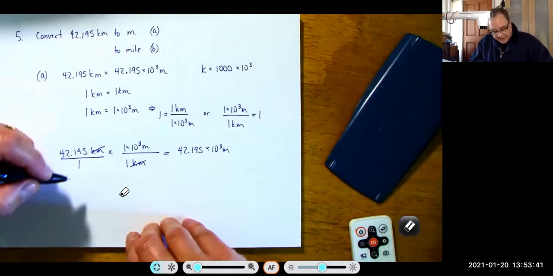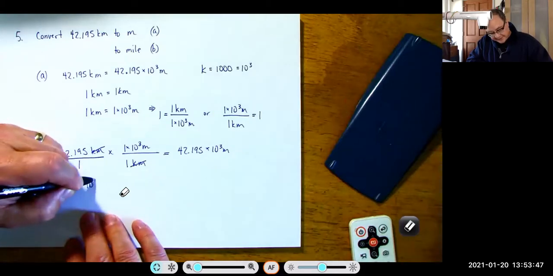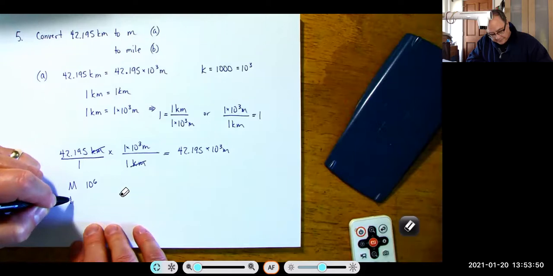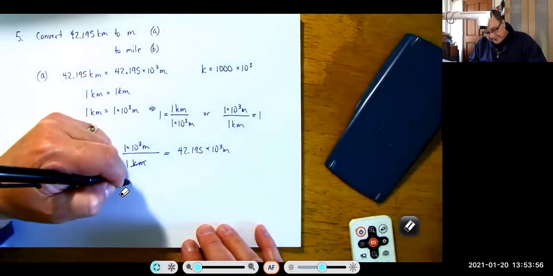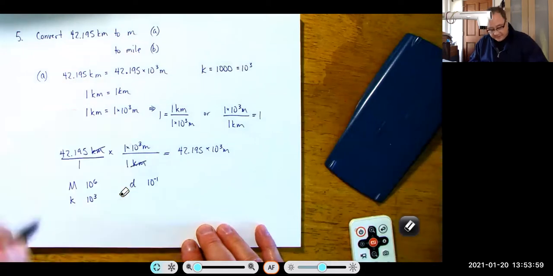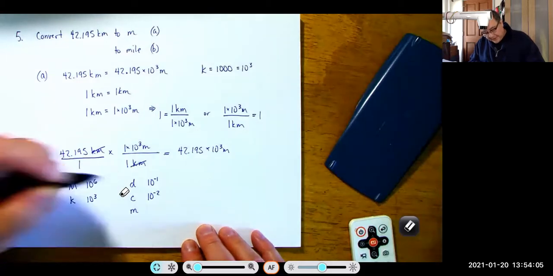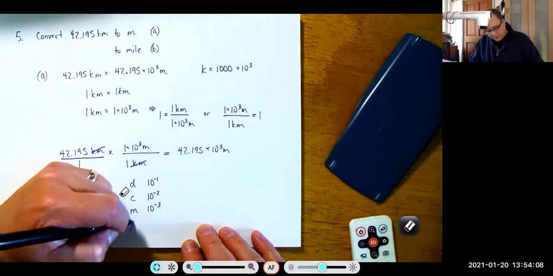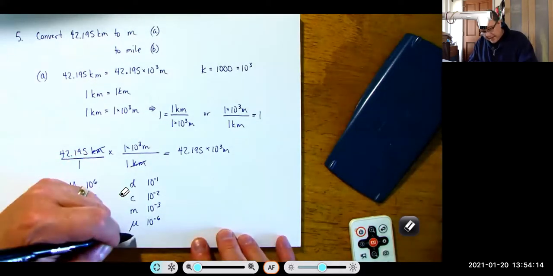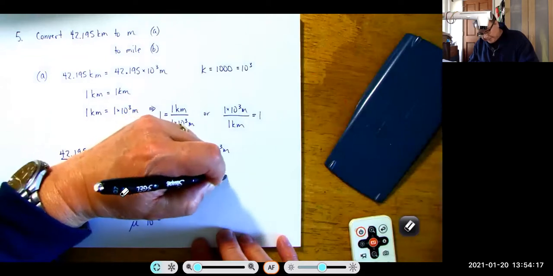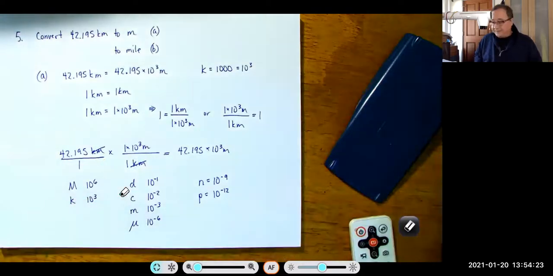The conversions you should memorize are: mega is 10 to the 6. Kilo is 10 to the 3rd. Deci is 10 to the minus 1. Centi is 10 to the minus 2. Milli is 10 to the minus 3. Micro, which is the Greek letter mu, is 10 to the minus 6. Nano is 10 to the minus 9. Pico is 10 to the minus 12. You should memorize those prefixes.